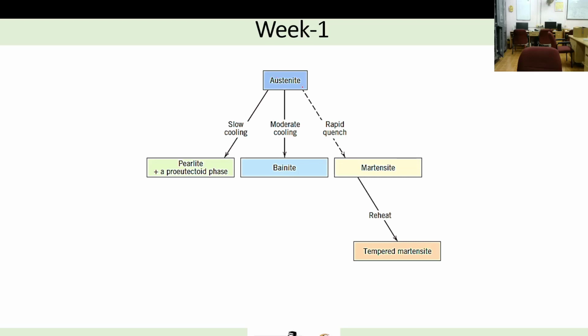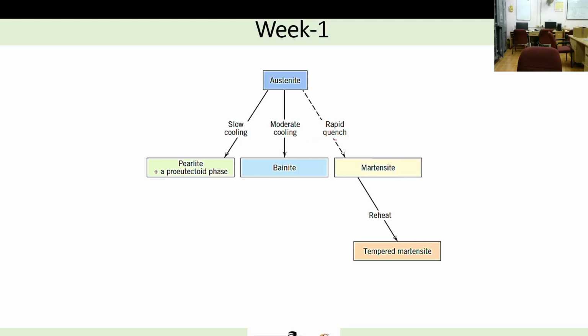You are in the high temperature region, that is the austenitic region, and from there you cool slowly. What will happen? Pearlite will form, or a pro-eutectoid phase, which may be ferrite or cementite depending on the carbon concentration. The second case is moderate cooling. If your cooling rate is higher than the earlier one, you may end up with a phase known as bainite.